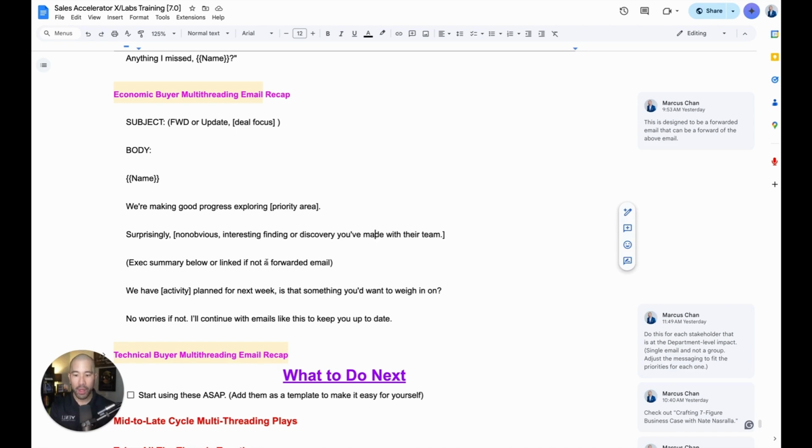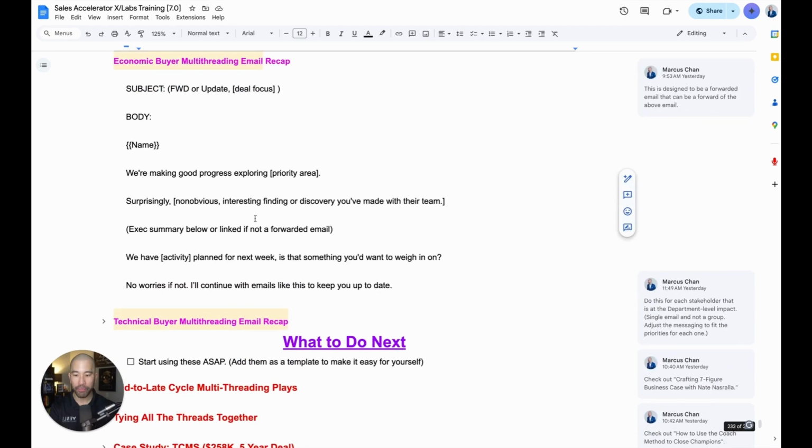Okay. And then if you have an executive summary, you can have it right here, "exec summary below," and that can be hyperlinked. All right. Or if it's not linked, if it's a forwarded email, you can say "exec summary below" if you're forwarding this main email. Okay. "We have whatever activity plans." This can be a demo, a meeting, a deep dive, whatever is going to be planned next week. "It's something you want to weigh in on. No worries if not. I'll continue the emails, so let's keep you up to date."